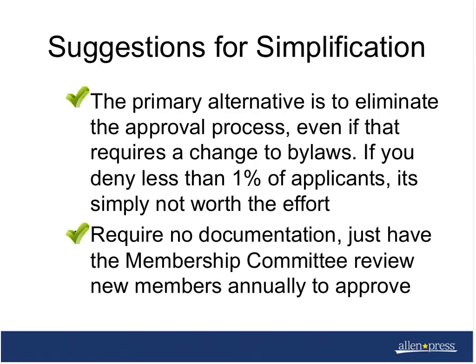The primary alternative is to eliminate the approval process, even if that requires a change to the bylaws. If you deny less than 1% of applicants that are attempting to join or change their category, it's simply not worth the effort. You should require no documentation. If you do need to review the members that have joined, have the membership committee review the membership list annually and approve in a more efficient manner.